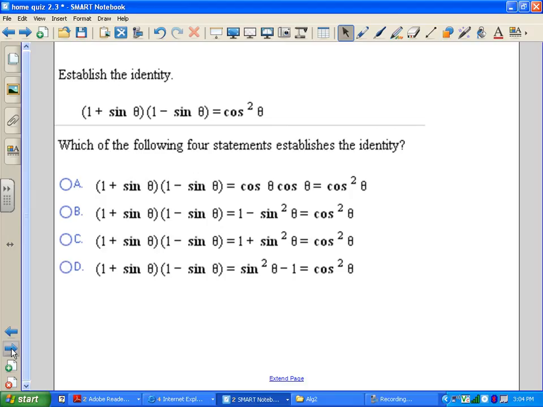Now this one's just obviously multiplying this out. This is a product of two conjugates, so you don't have to FOIL it. You just do first and last. You get 1 minus sine squared theta. And notice that's what that choice has right there when you multiply that out. And that is cosine squared theta. So that was definitely choice B.